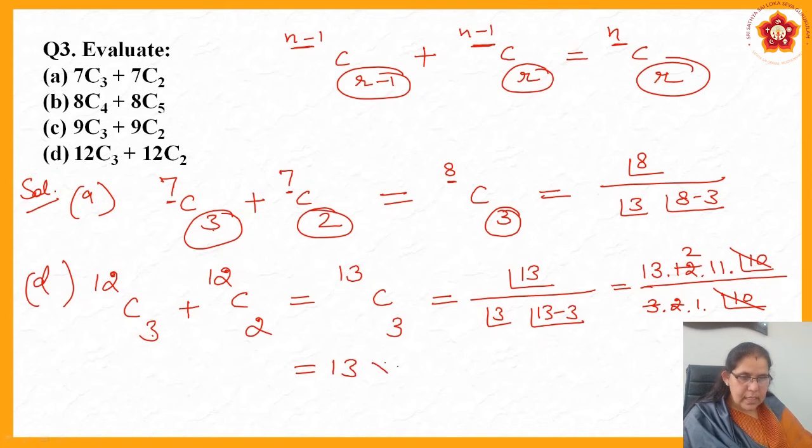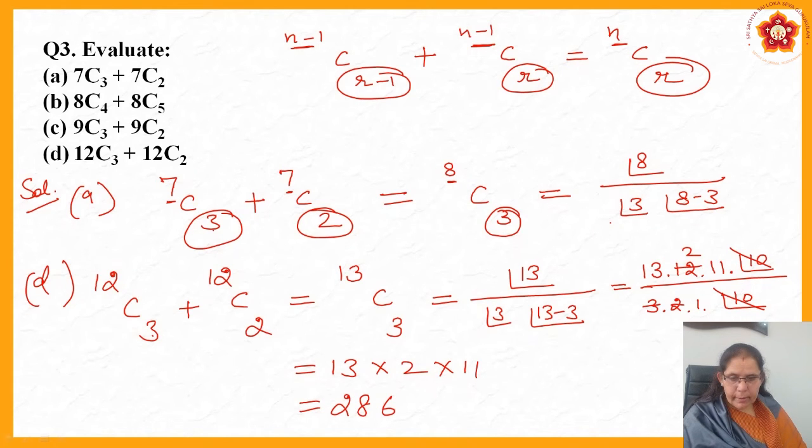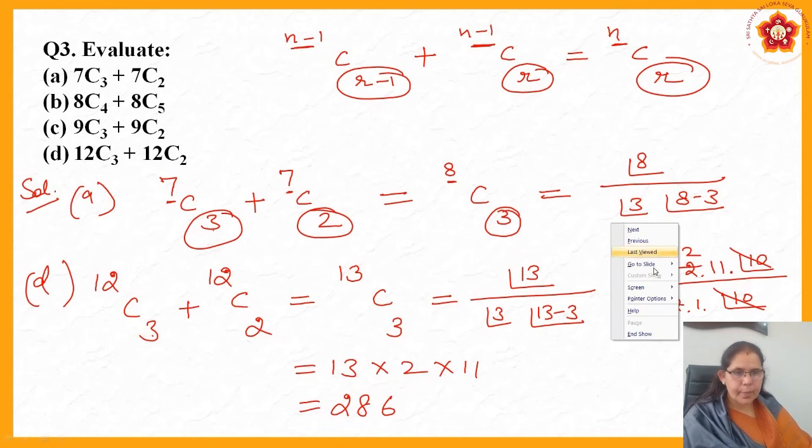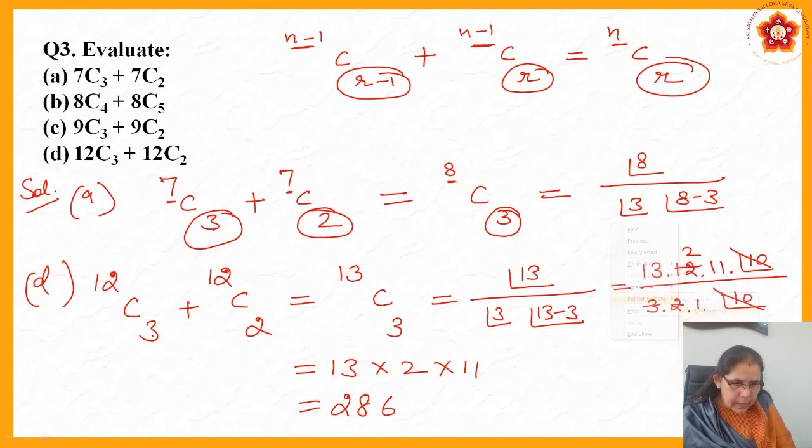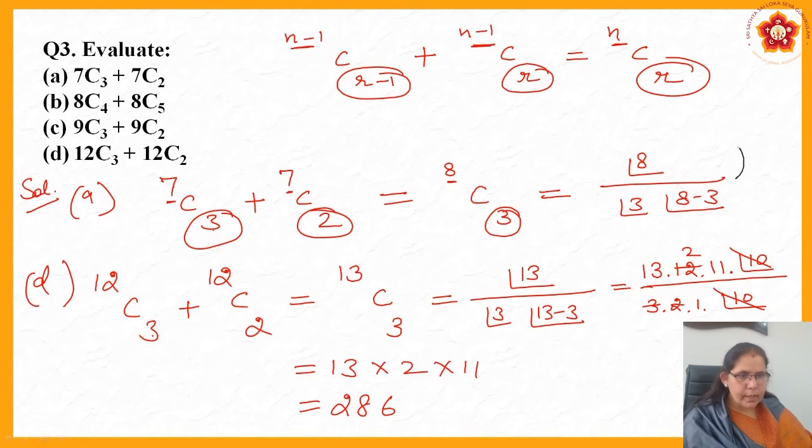3 2s are 6 and 6 2s are 12. So it will be 13 into 2 into 11. Now 13 into 2 is 26, and 26 into 11 is 286. Same way you can solve the next two questions. And in A part, we did not write down the answer. Let me quickly write down the answer also here.